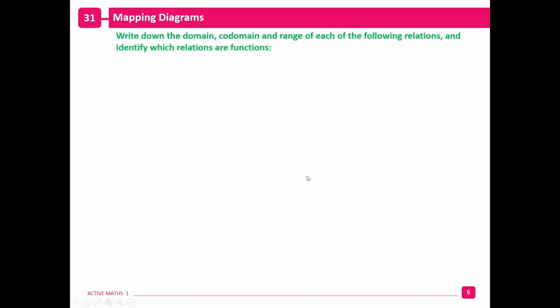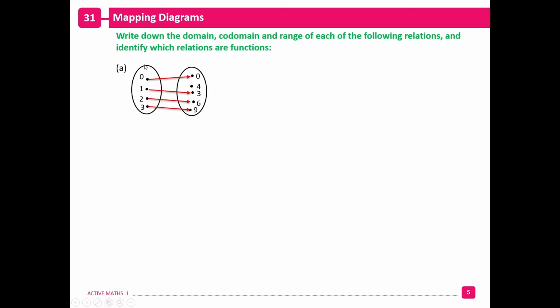Let's look at a more difficult question. Write down the domain, codomain, and range for each of the following relations and identify which are functions. Questions like this that have more than one topic that they're asking you to do might require you to underline the question to make sure that you don't forget to answer any additional parts. Let's look at A.